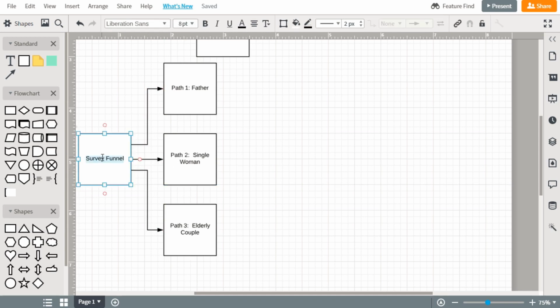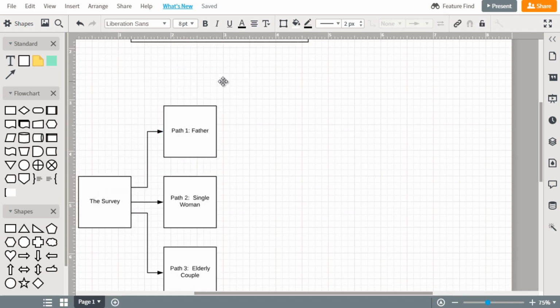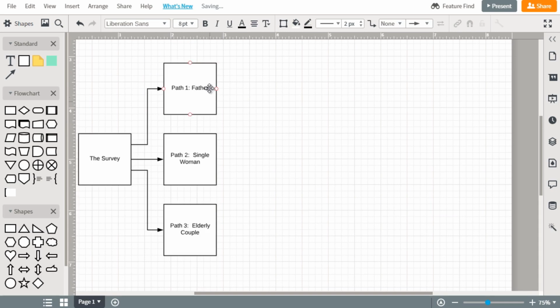Now this is going to be the actual survey. So when people come here, this is the survey. They fill it out, and based upon the answers that they give, they are sent to path 1, path 2, or path 3. Now I'm going to delete this here just to clean it up. Let's say they go to path 1.